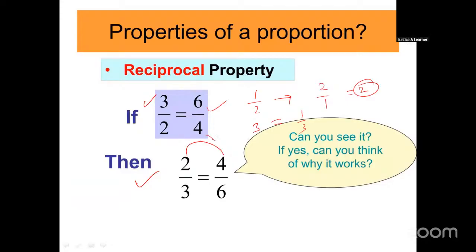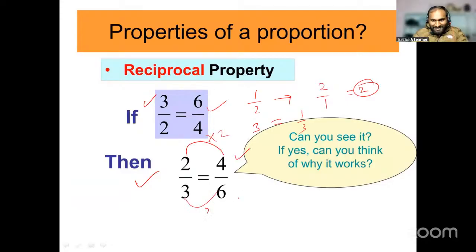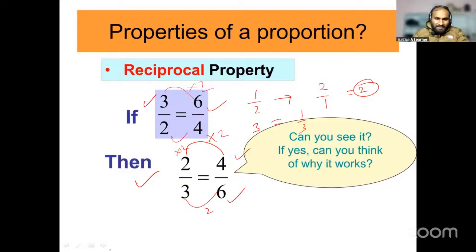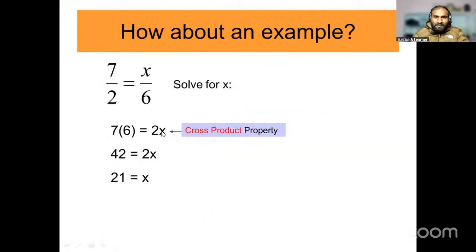Because when you multiply with 2, we get 4. When you multiply with 2, we get 6. And this time also it was the same, right? Yes. So this has shown the same thing.